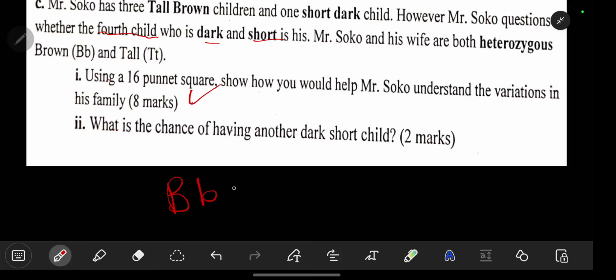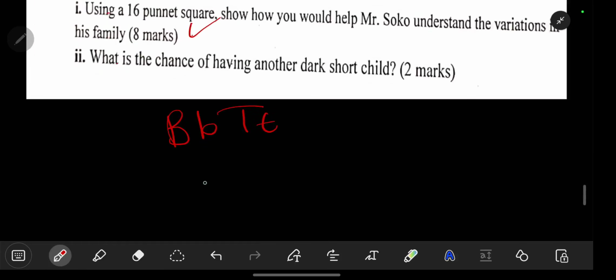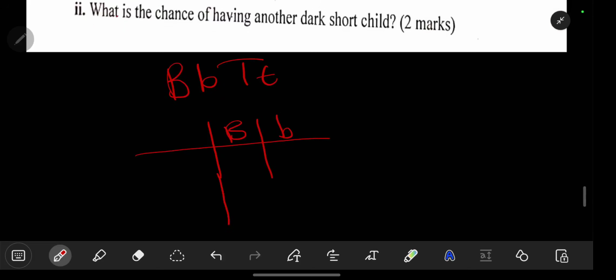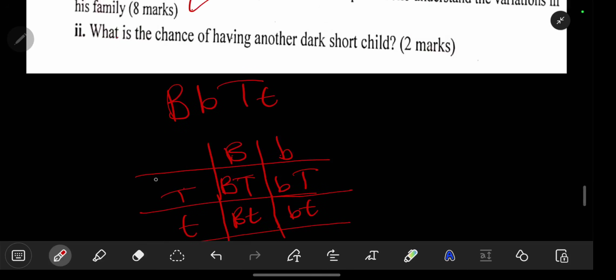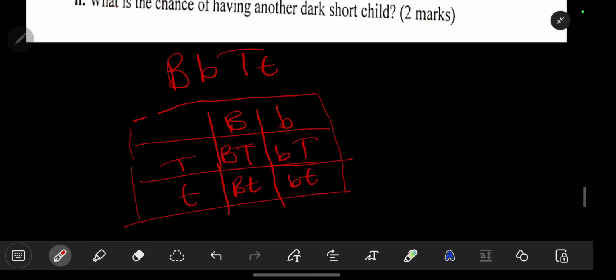So we have our B small b, our T small t, like that. Then we are going to shuffle them, in which case we are going to have something like B, then small b, then this side we are going to have our T small t, like that. Then when we do this cross, we are going to have our B with this big T, B small t, we have B big T, we have our B T, like that. Therefore, when we do this, we are going to end up with this answer.